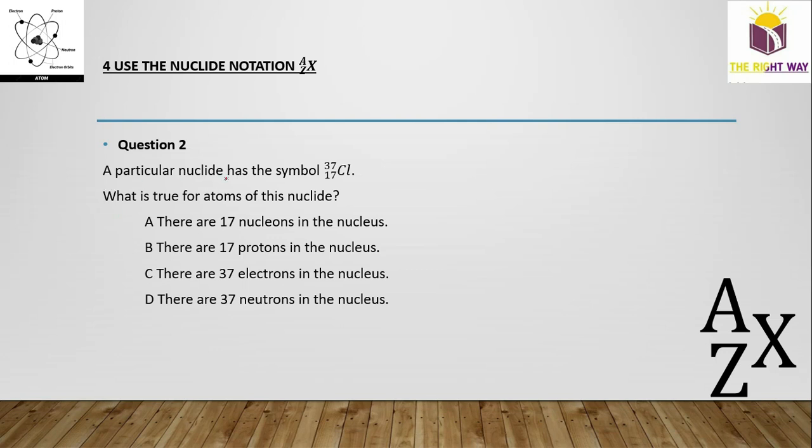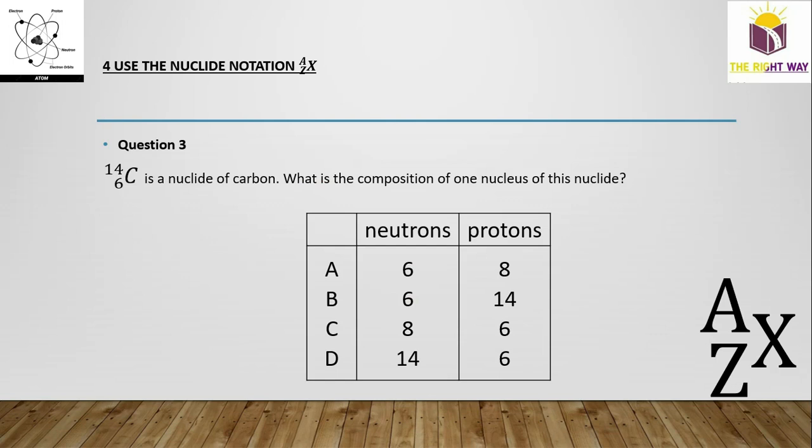Question number 2. A particular nuclide has the symbol 37 17 Cl. What is true for this atom? Same as the previous question. There are 17 nucleons? No, nucleons are 37. There are 17 protons in the nucleus. This statement is correct. There are 37 electrons? No. There are 37 neutrons? No. So B is the right answer: there are 17 protons in the nucleus. Okay, question number 3.